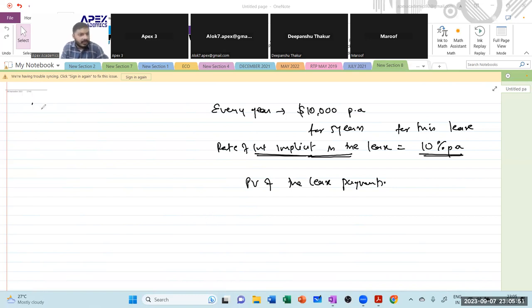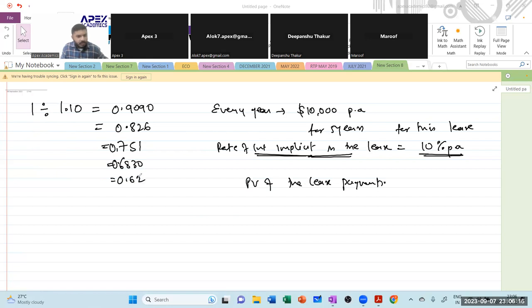How do you do this on your calculator? 1 divided by 1.10, press equal to once, you will get 0.9090. Second equal to, you will get 0.826. Third equal to, you will get 0.751. Right? 1 divided by 1.10. Check it. Fourth equal to 0.6830. Right? Fifth equal to, you will get 0.621.